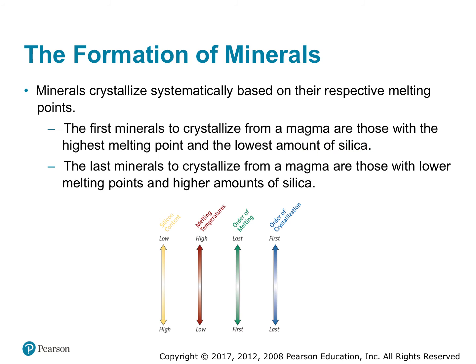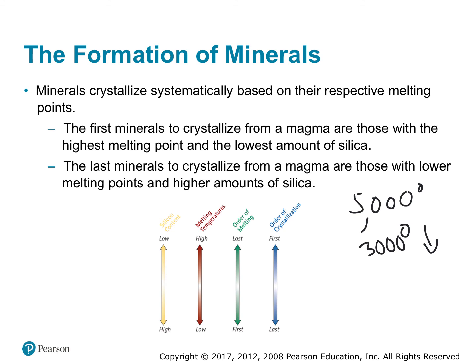And conversely, the last minerals to crystallize from a magma are those with lower melting points and higher amounts of silica. So what does that mean? Let's say you had some magma that was at 5,000 degrees. And as it starts to cool, you might find that some of the stuff that makes up that magma melts or solidifies at 3,000 degrees. And so as it cools below 3,000 degrees, that stuff is going to solidify first.